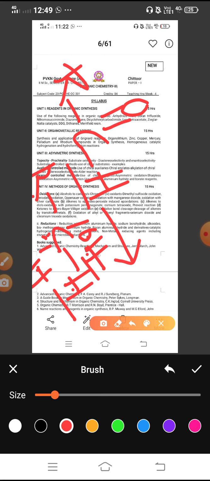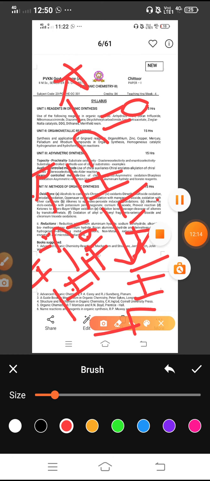But for reduction, the reagent we are using is lithium aluminum hydride. This is the reduction reagent.